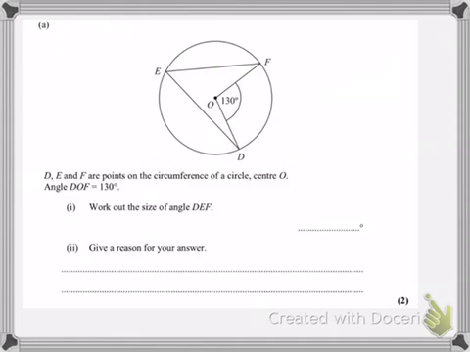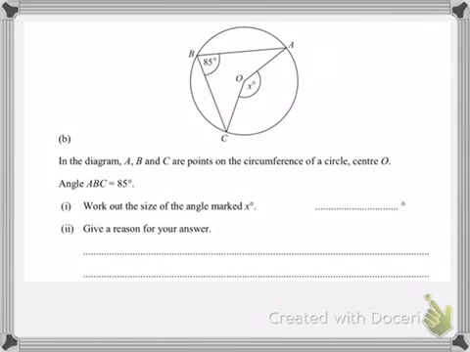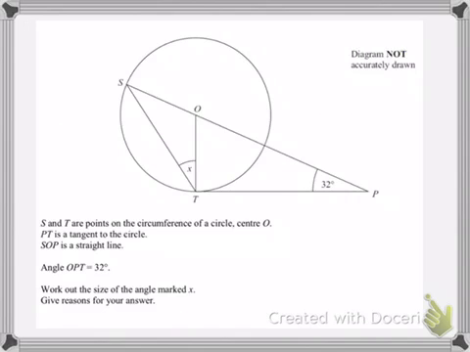Again, pause and work out DEF. This one's very straightforward. DEF is just the double angle rule: the angle at the centre is double the angle at the circumference. So that's 65 degrees. And give the reason for your answer. This one here, again pause. You've got the angle at the centre is double the angle at the circumference, so it's simply 170. And again, state your rule.